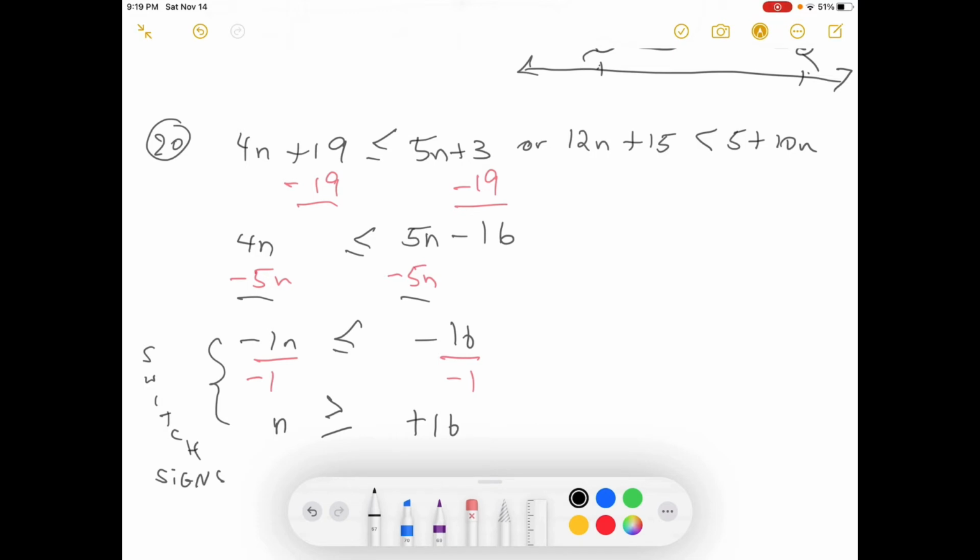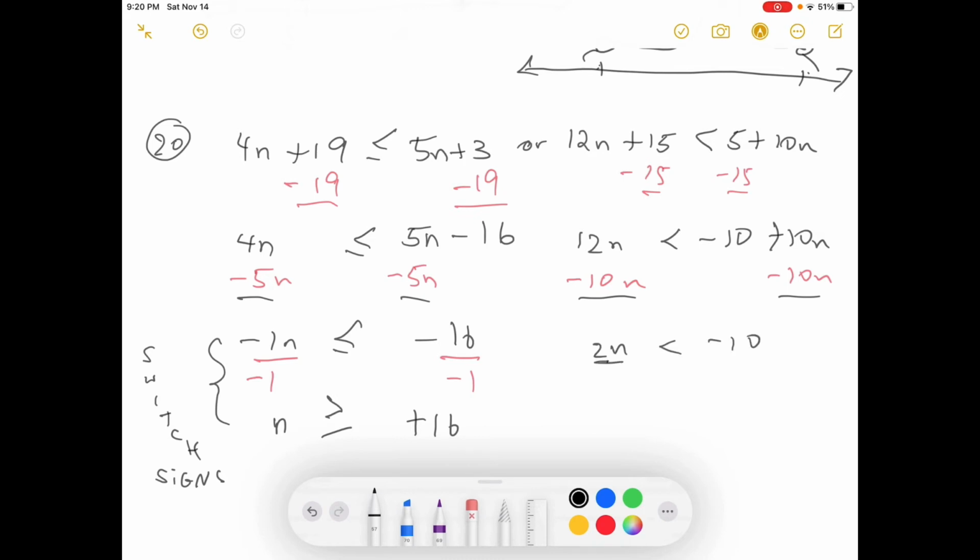So 12n plus 15 is less than 5 plus 10n. We're going to start with subtracting 15, and then we're going to go from there. Subtract 15 from both sides. That's part of what we do. And then we get 12n less than negative 10 plus 10n, because 5 minus 15. And then we want to bring the n's to this side. We're going to go ahead and subtract 10n from both sides. And we get over here 2n, and then less than negative 10.